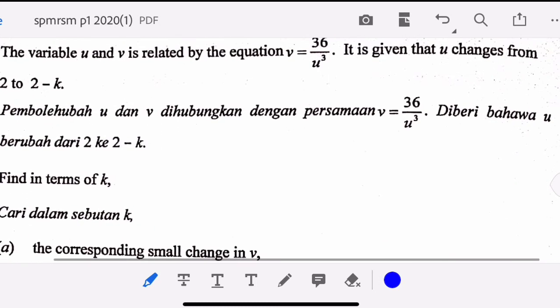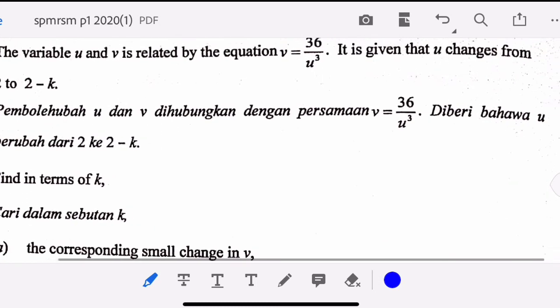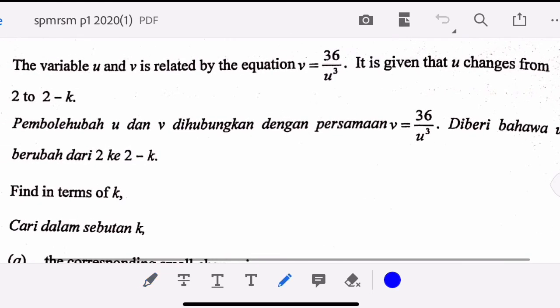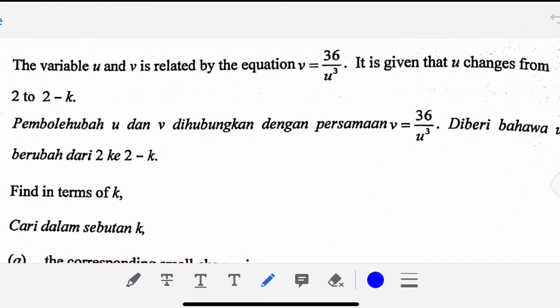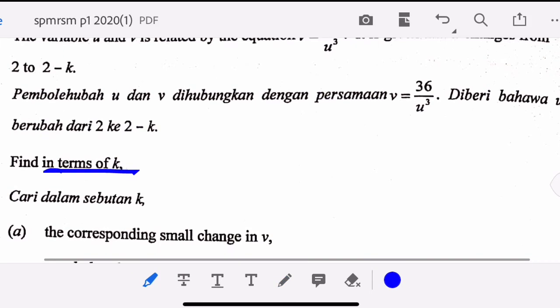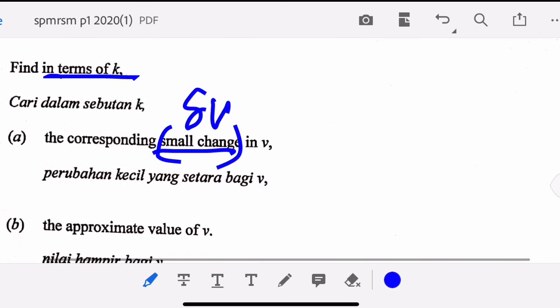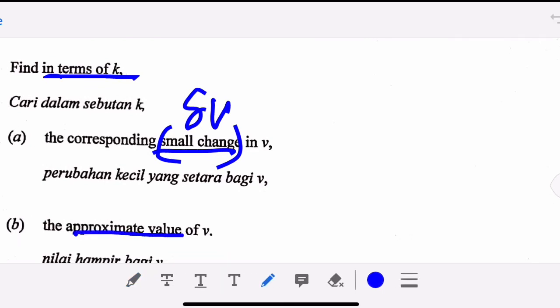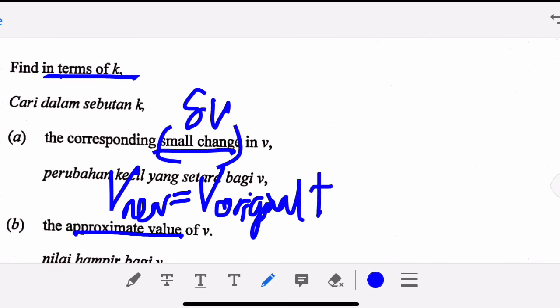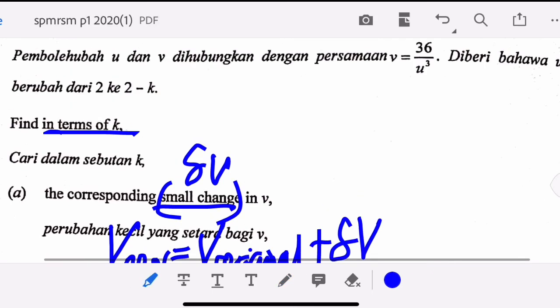Now let's see number 17. For this question, you're asked to find, in terms of k, the corresponding small changes in V. When I see small changes, I will write delta, and the approximate value of V. So that means the new V is the original value of V plus the change in V. Okay, that's the concept.